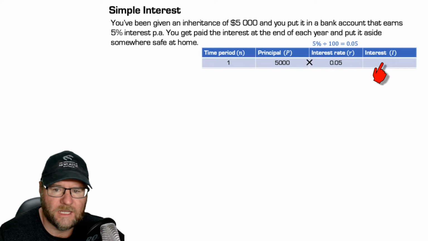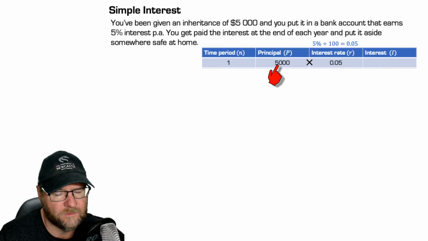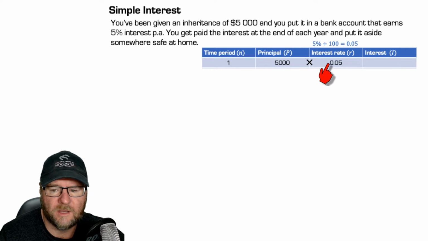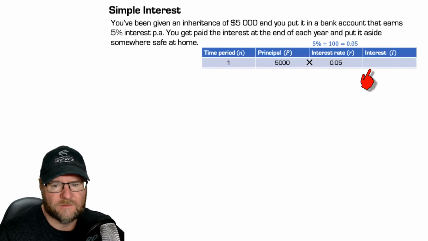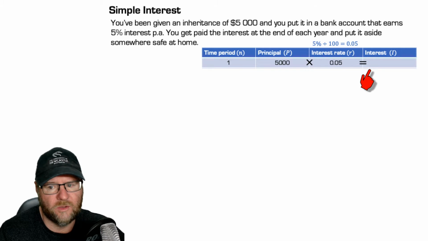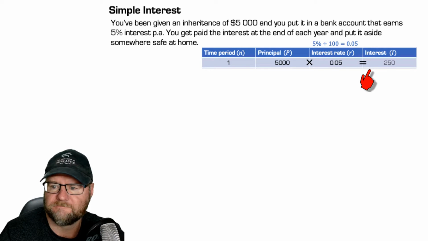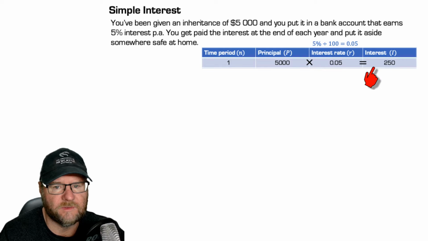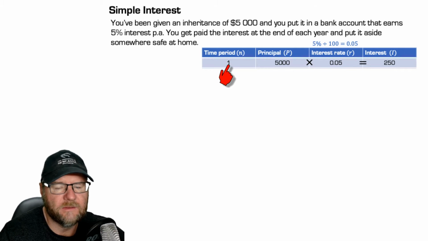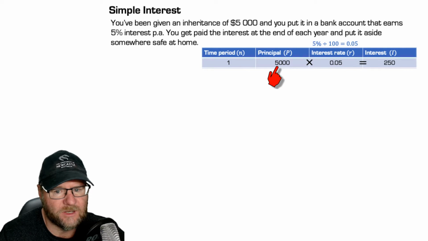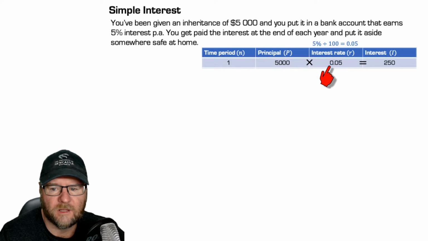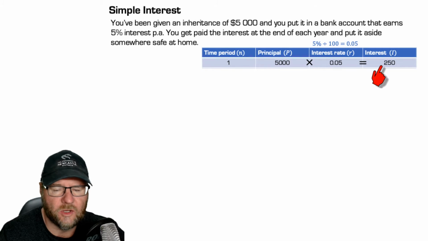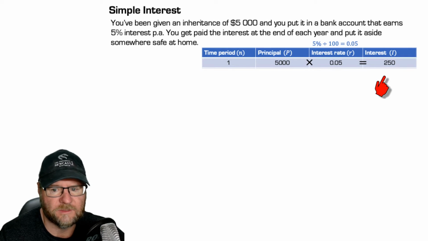So to work out the interest for the year, I'm going to take the principal, the 5,000, multiply it by the interest rate, so 5% of that will give me my interest value, or the interest amount earned for that first year. And it turns out to be $250. So let's have a look at that. At the end of the first year, my $5,000 principal, or investment, multiplied by 5%, earned me $250 interest.